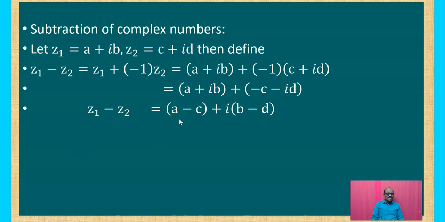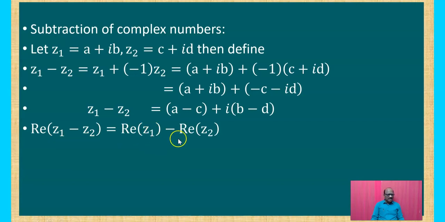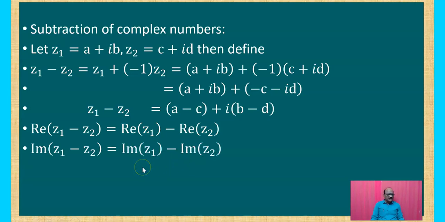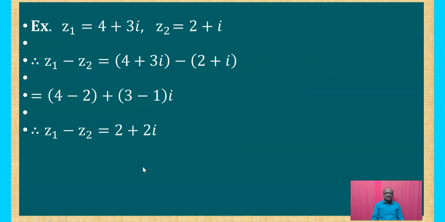This is the first one. And what about the second? ib - id. Take i as common from these two terms, ib and -id. Then in the bracket you will get b - d. Now the real part of z1 - z2 is equal to the real part of z1 minus the real part of z2. It's clear. The imaginary part of z1 - z2 is equal to the imaginary part of z1 minus the imaginary part of z2.